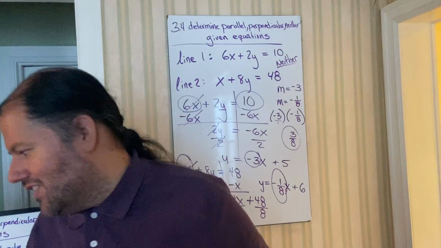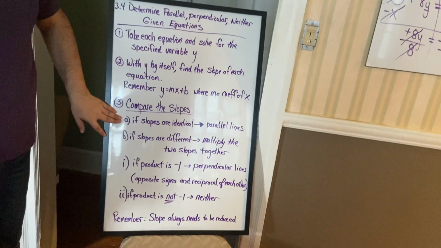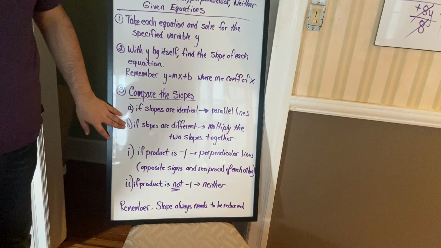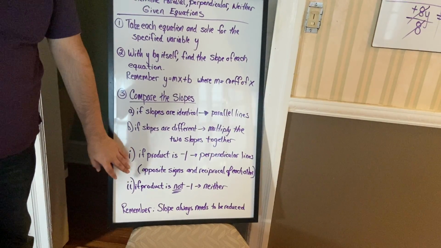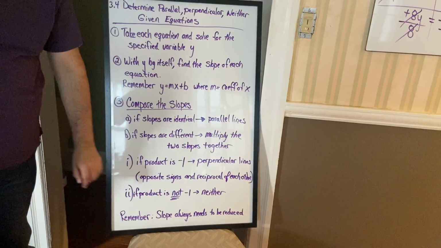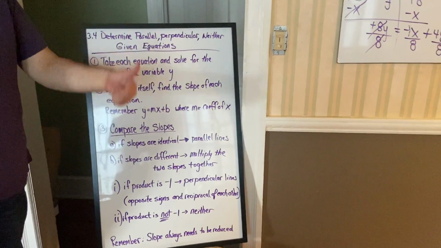So just make sure you remember that. Okay? If the slopes are identical, parallel lines. If the slopes are different, multiply them. If you get negative 1, you can call them perpendicular. If you get any other number, then you say it's neither. Okay? So ours is neither.